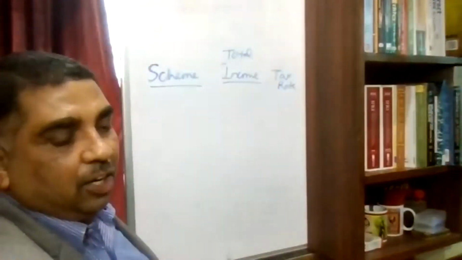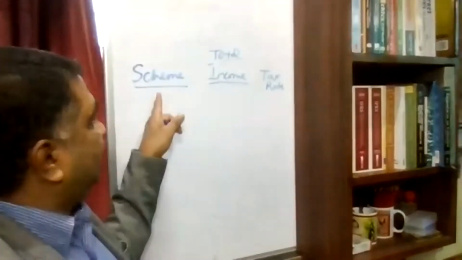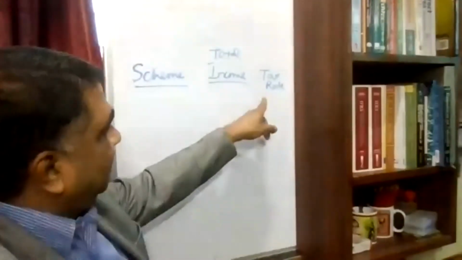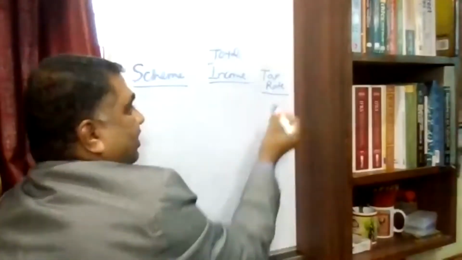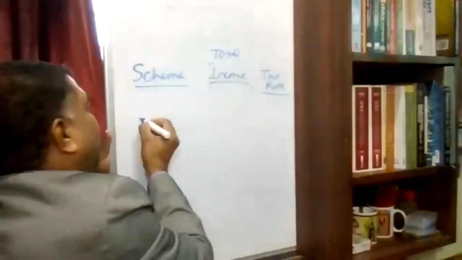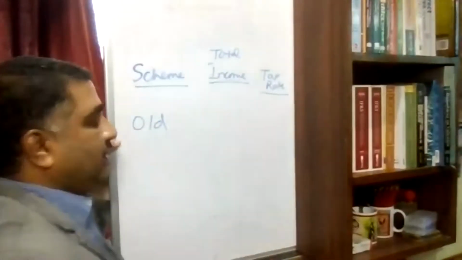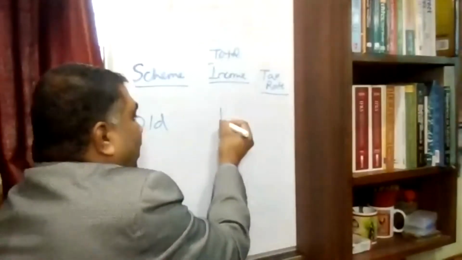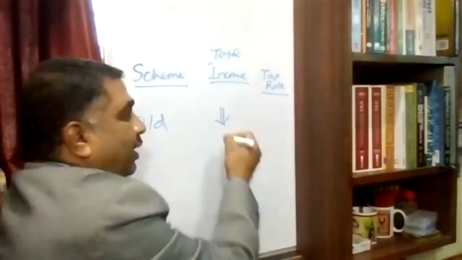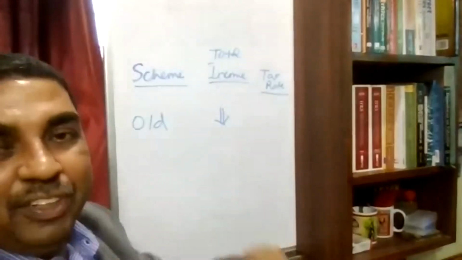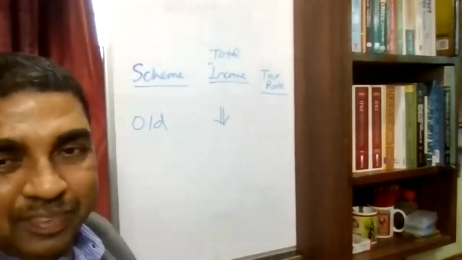I'm making 3 columns for you. One is the scheme, then the total income, then the tax rate. If you go for the old scheme, my total income will be lower. Why will it be lower? Because I will be claiming some deductions, some rebates.